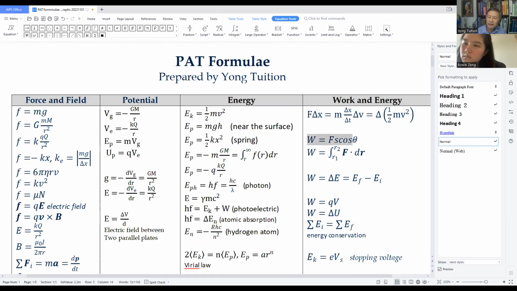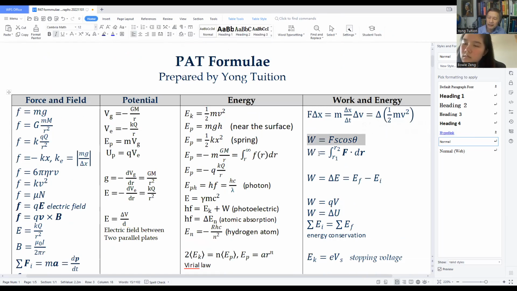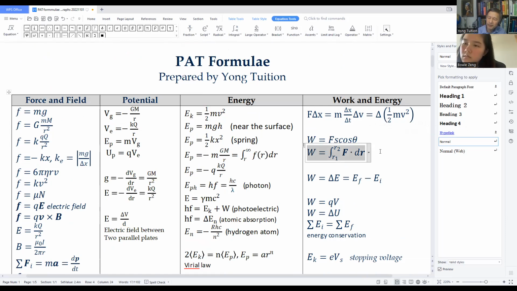So work, by definition, this is the work formula, but this is a general formula. Sometimes if the force is changing, if the force is not constant, then you have to use this integral. For example, if you know the formula of the force, which is a function of r, then you can use integration to work out the work done. Work done is equal to the change in the energy. That's a very important relation.